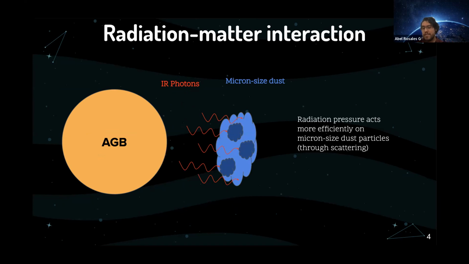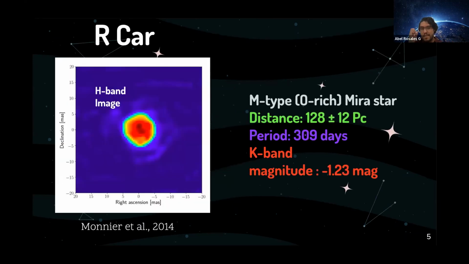And to perform our studies, we selected this star, R Car, because it is a prototypical M-type or oxygen-rich star that is very bright in the near infrared, as you can see here. But it also is close to us, so we can resolve its inner structure. On the left, I show you a reconstructed image from 2014 in the H-band. In this case, you can see its internal structure, but the presence of a circumstellar environment was not confirmed.